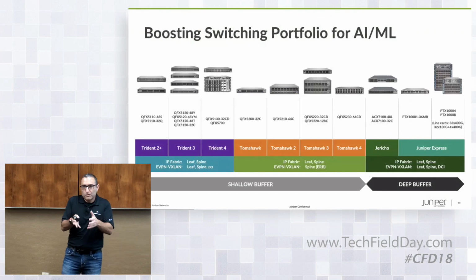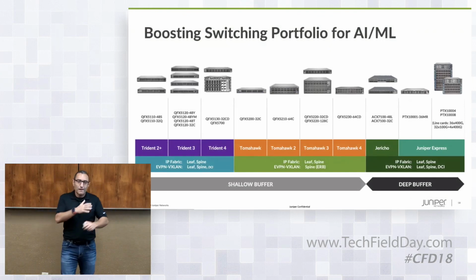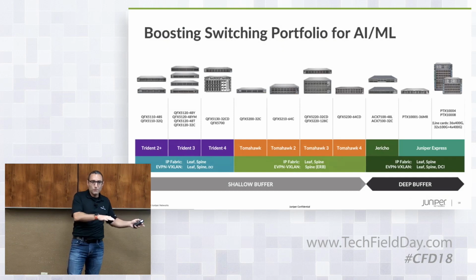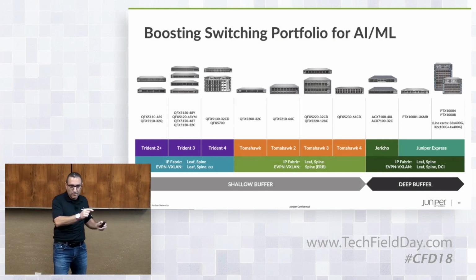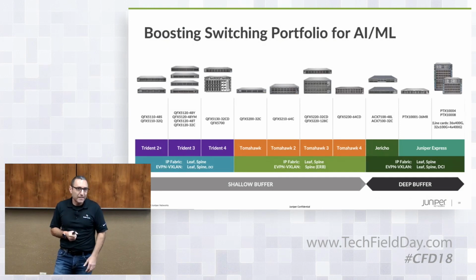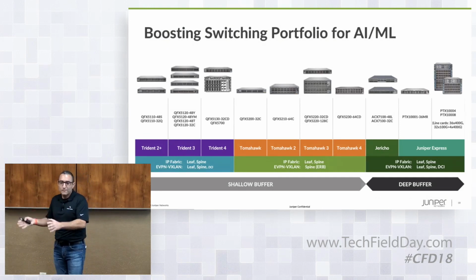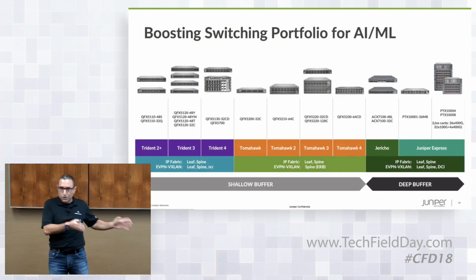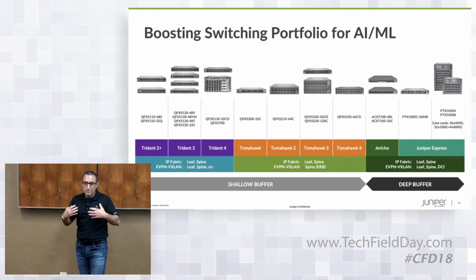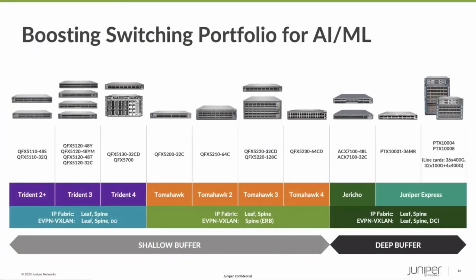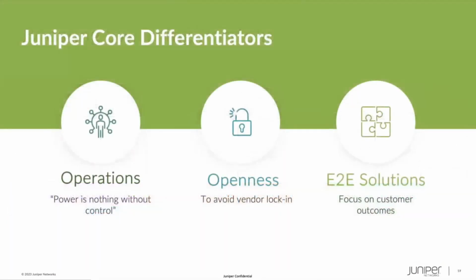So, talking about these devices, we have a whole portfolio. We have shallow buffer devices that are relevant for many applications, including AI/ML applications. For the high end, we also have deep buffer applications. We have merchant silicon. We also have our own investment in our own silicon. And one thing we're doing is that we're boosting our switching portfolio for AI/ML. We actually launched recently the Tomahawk 4 switches, and this is kind of the start of many more products that we're going to be delivering, focusing on AI/ML. And so that's kind of the basics.